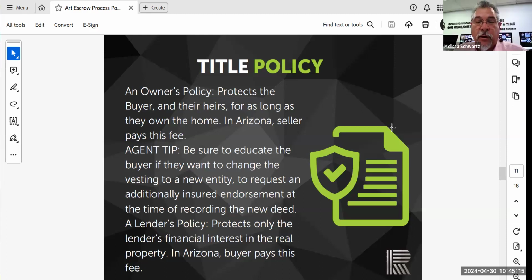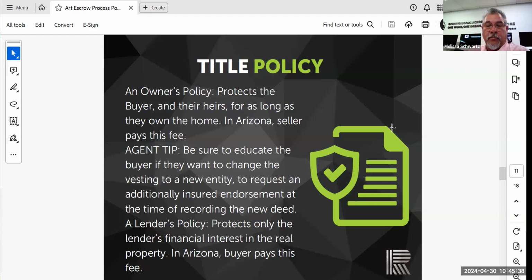One little caveat about title insurance, which most people don't know, is title insurance is the only insurance in the world where you pay premium one time and you're insured. Okay, it's not like auto insurance, life insurance, or any other insurance. You don't pay monthly, you don't pay annually, you pay one time and you're covered. Okay.